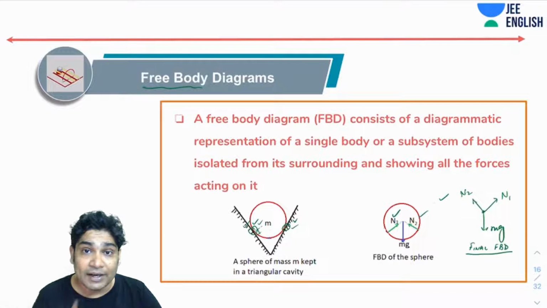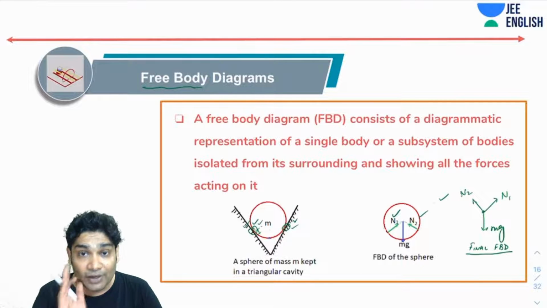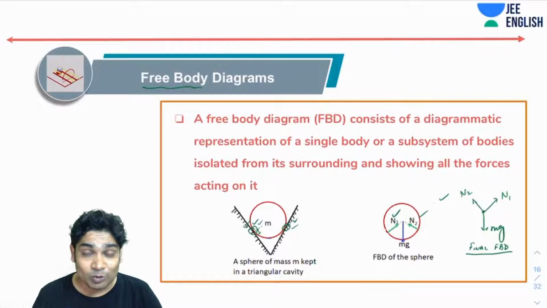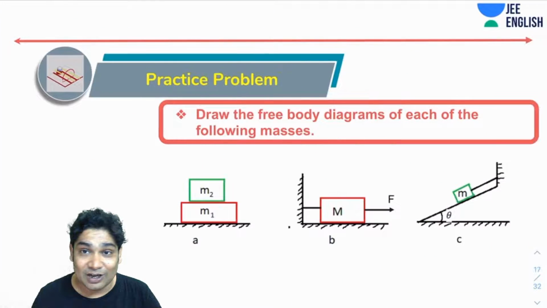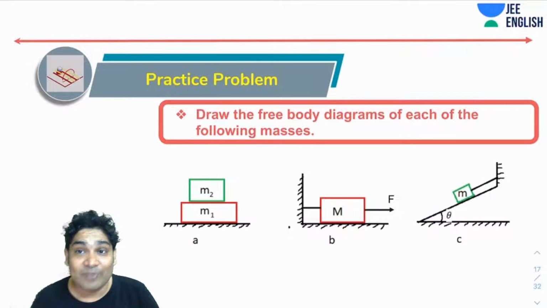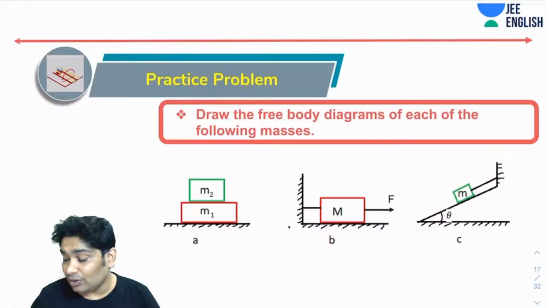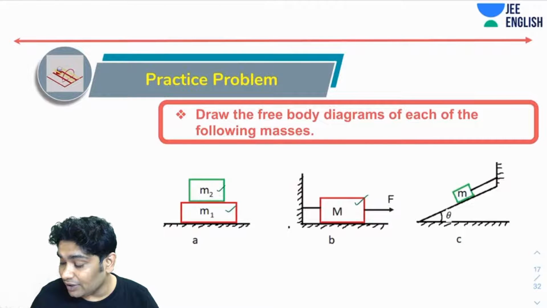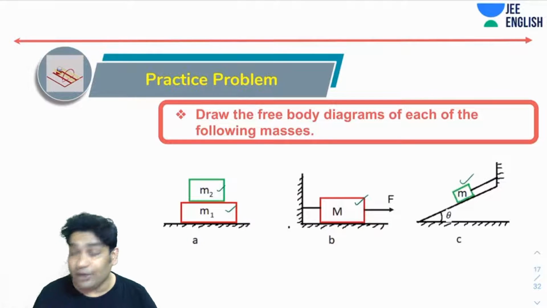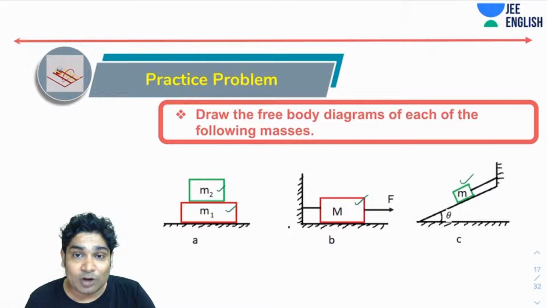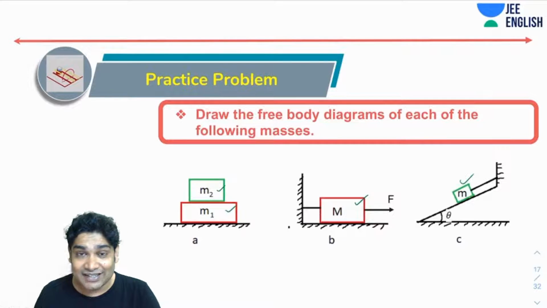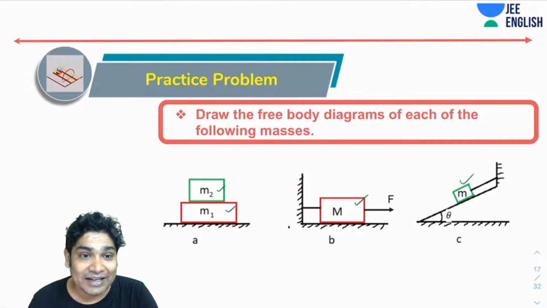Alright, now please note that drawing FBDs correctly is the key to solving all the NLM problems. So if you can draw all your FBDs correctly, then trust me, solving the problems will not be an issue. So this should be practiced a lot. Let's draw the FBDs of each of the following masses. So you have these three conditions. You have to draw the FBDs of M1, M2. Here you have to draw the FBD of M. Here you have to draw the FBD of this M. So draw the FBDs of all the masses. Do it with your pen and paper. Then I will discuss it here, and let's see if you are making the right FBDs.